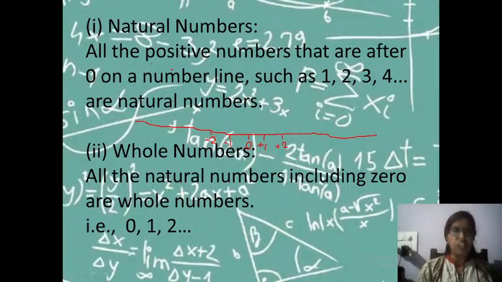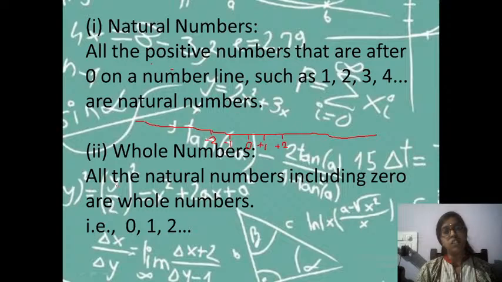On the number line we mention it as plus 1, plus 2, plus 3, because there should be a differentiation between the minus sign and the plus sign. So these are positive numbers. That starts from after 0. So after 0 that is plus 1, plus 2 and so on. It becomes a natural number. Okay. So now coming to the next one, that is whole numbers.